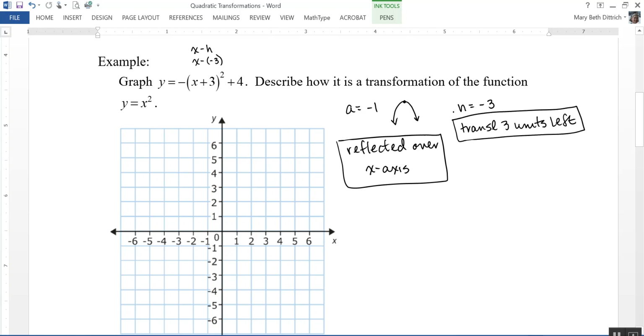And k is the value that's added out here. K is equal to 4, so that means that the parent graph is going to be translated 4 units up. Remember that h and k also give a vertex, so I can go ahead and graph those. So that's going to be the point (negative 3, 4), and I know that it's going to open downward. And in fact, plugging in some additional points, the graph of the function is going to look like this.